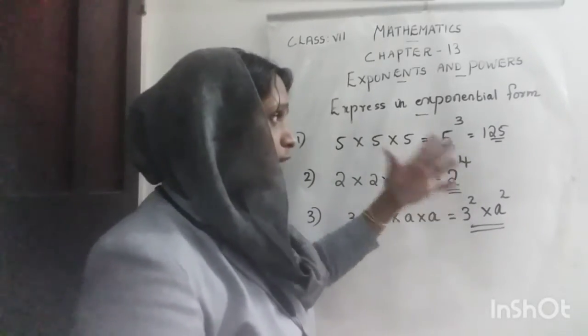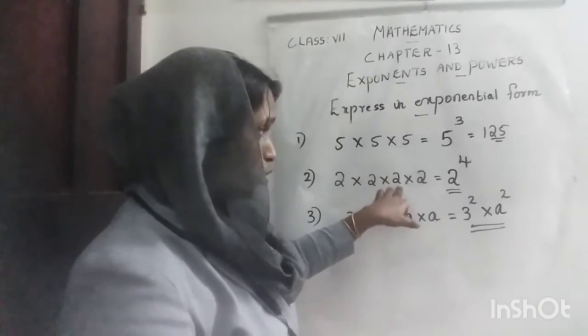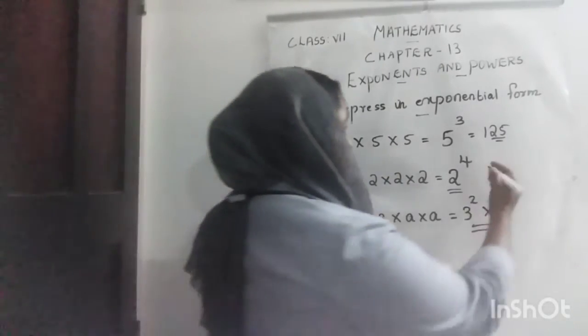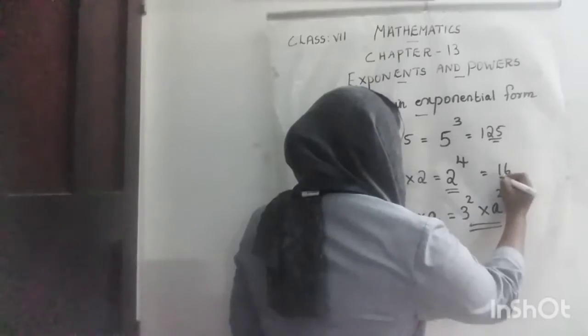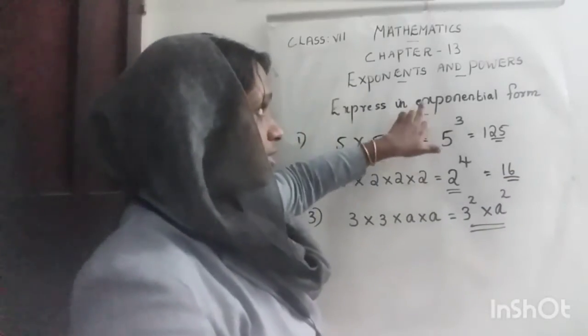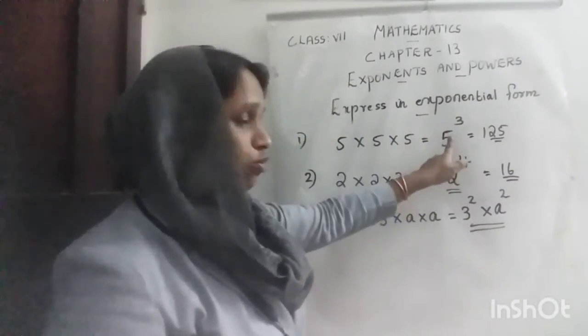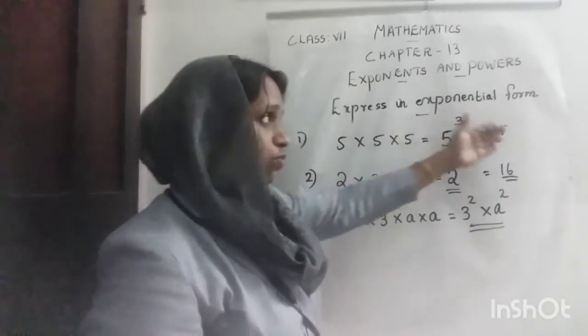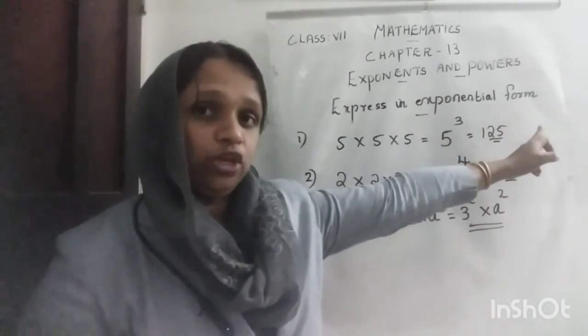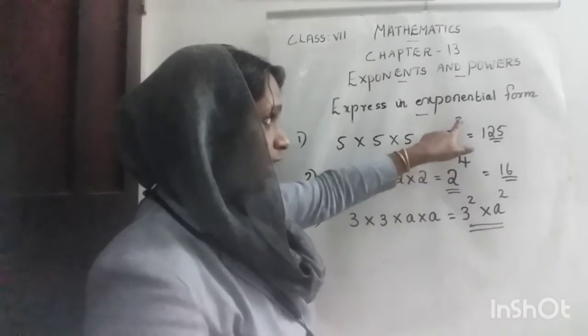Here, if you are asked to find the value of 2 into 2, 4, 4 into 2, 8, 8 into 2, 16. So here the value is 16. But if the question is expressed in exponential form, you want to write like this. If you are asked to find the value, you want to find the value also. So here, 5 raised to 3.